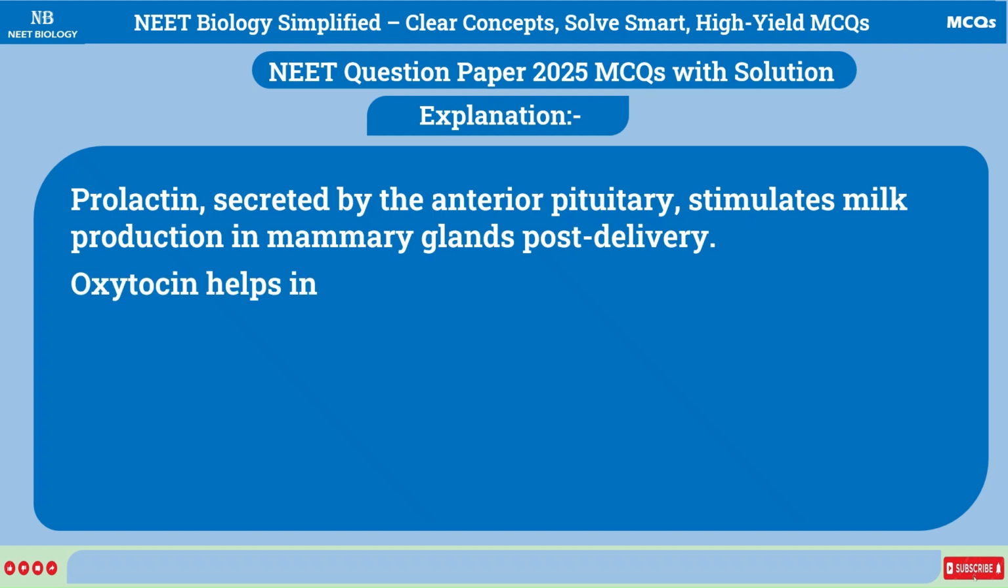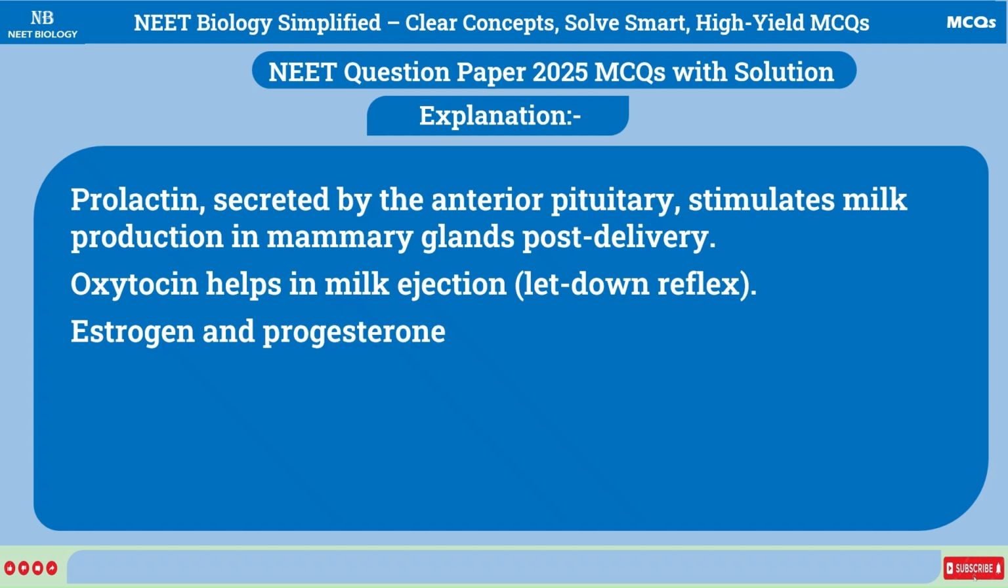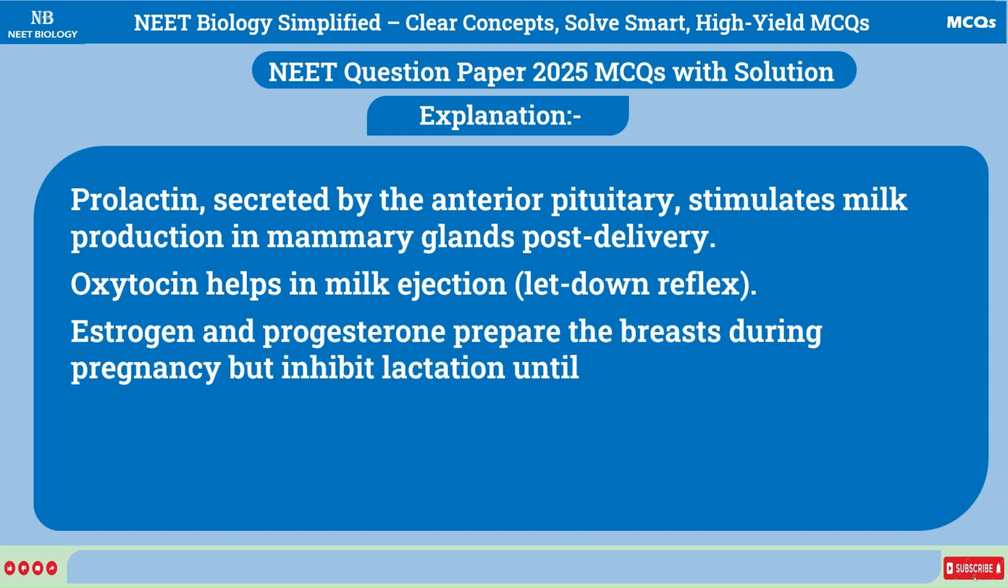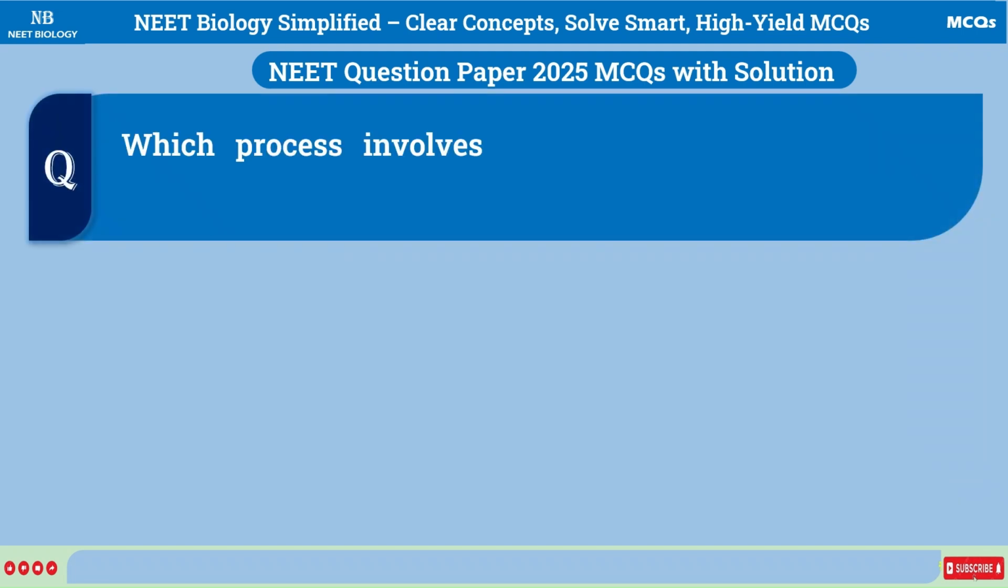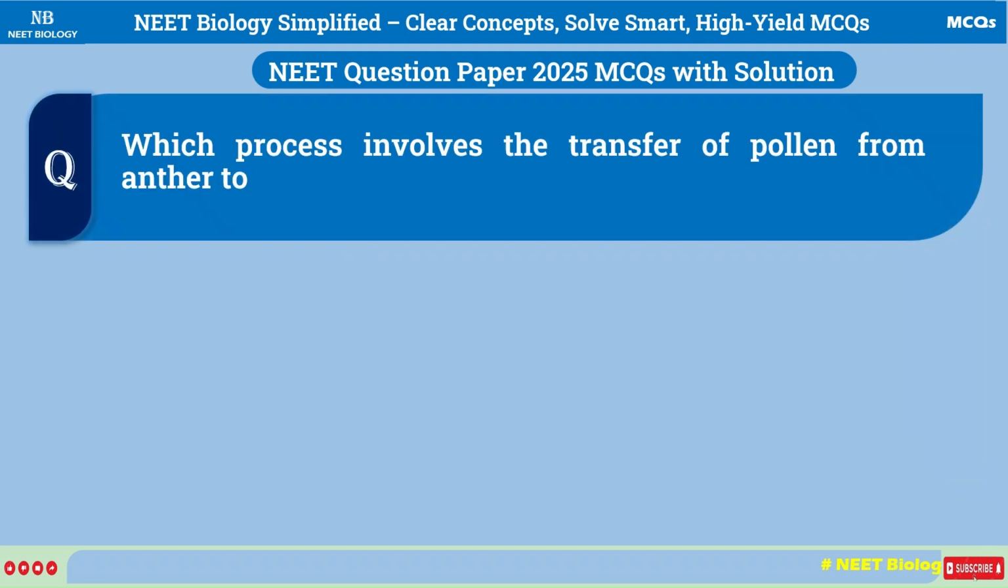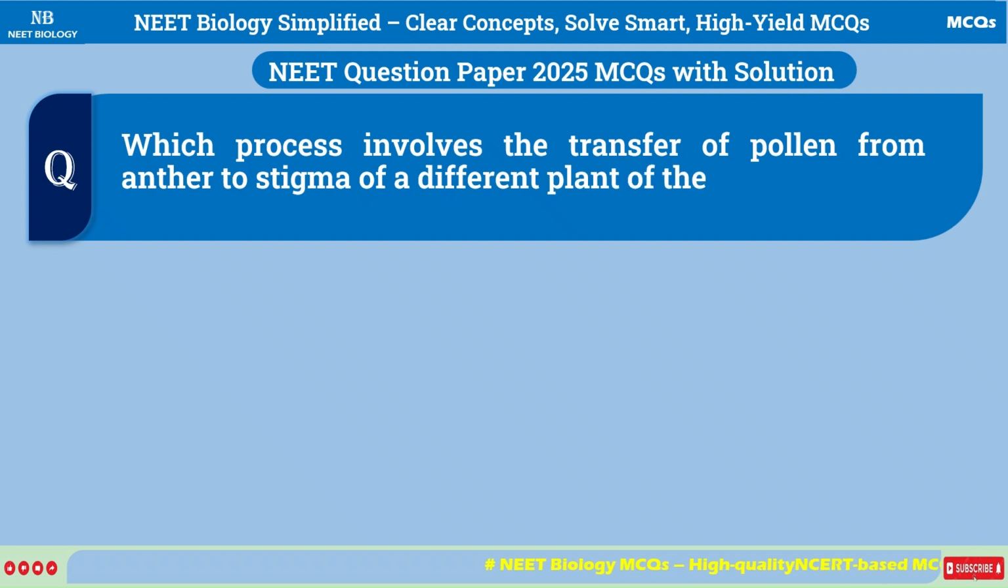Oxytocin helps in milk ejection, the letdown reflex. Estrogen and progesterone prepare the breasts during pregnancy, but inhibit lactation until delivery. Which process involves the transfer of pollen from anther to stigma of a different plant of the same species?